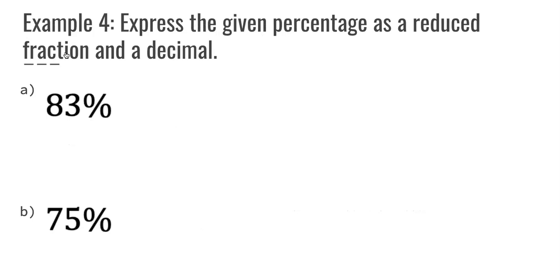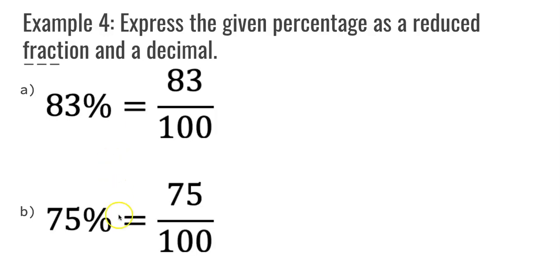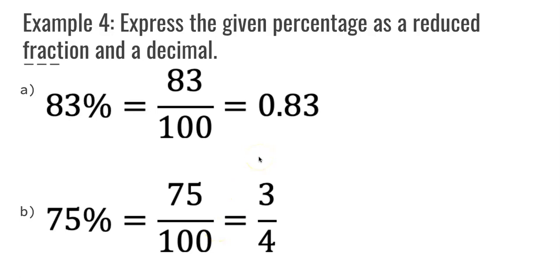Now, what if we are given a percentage and we're trying to go to a reduced fraction and a decimal? So say that we got 83% and 75%. Now, writing the fraction is easy. It's just going to be out of 100, right? So 83% is 83 over 100. 75% is simply 75 over 100. Now, 83 over 100 is reduced, but as you can see, 75 over 100 needs to be simplified a little more, right? So, we just keep on going.